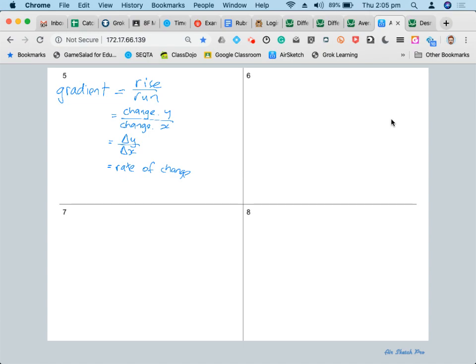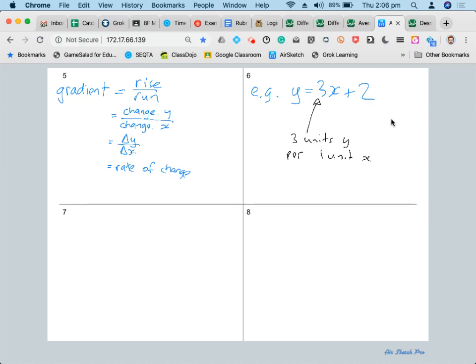per 1 unit. So when we have a really simple linear function, like 3x plus 2, then we typically say, oh well, that means 3 units in the y direction per 1 unit in the x direction, don't we?